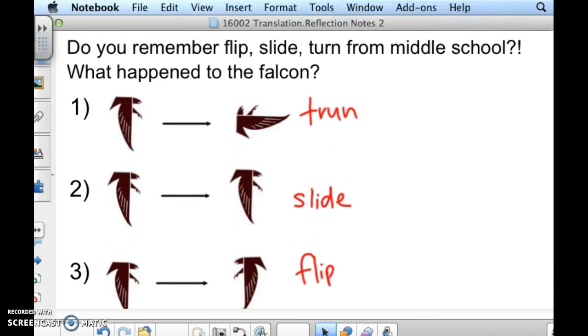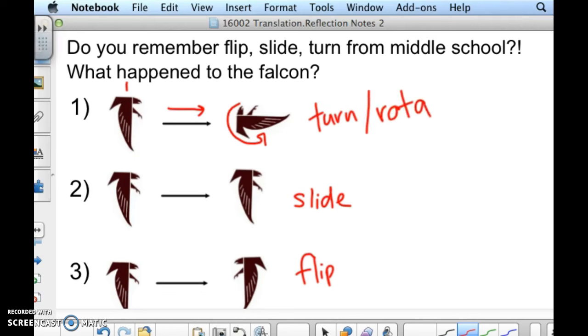So this first one I'm noticing the falcon is turning, right? So I go from my first falcon to my second, and this falcon's physically rotating. So it's turning in a different direction. It's been moved. It's going this direction. So our fancy, oh no, I spelled turn wrong. Our fancy math word we might say instead of turn is we would say it's rotating. Okay, or we say it's rotating.